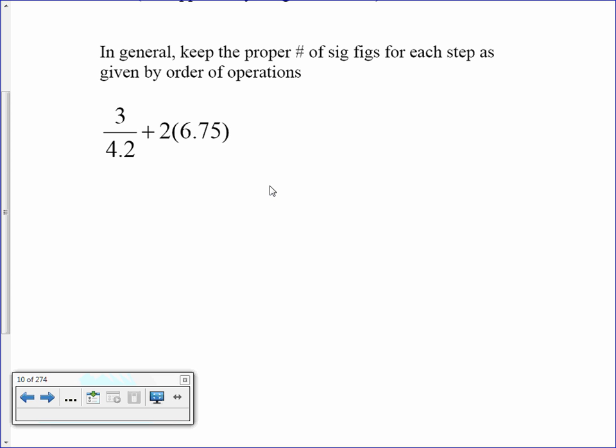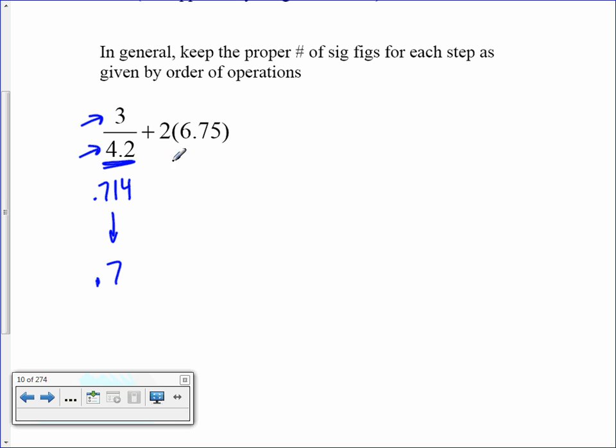So for example here, you would do the multiplication and division first, keeping proper sig figs, by the order of operations, and then do the addition, keeping the appropriate number of sig figs. So for example here, this 3 over 4.2, this is 0.714. All right, but here I have 1 sig fig, here I have 2 sig figs, so this is just going to be 0.7, keeping the appropriate number of significant figures.